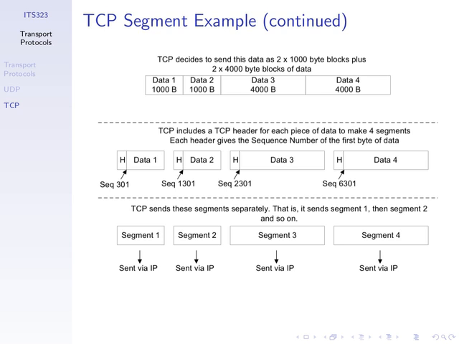The header contains all those fields that we've seen in one of the previous slides. The source and destination port will be the same in all 4 segments. But let's focus on the sequence number field in each header. The sequence number field in the header indicates the sequence number for the first byte of data in that segment. Remember, we numbered the bytes from 301 up to 10,300. So, the first TCP segment goes from 301. Let's be a bit more detailed here.